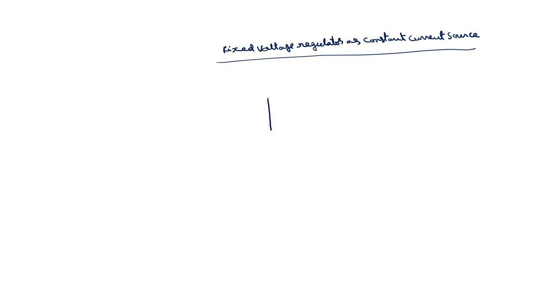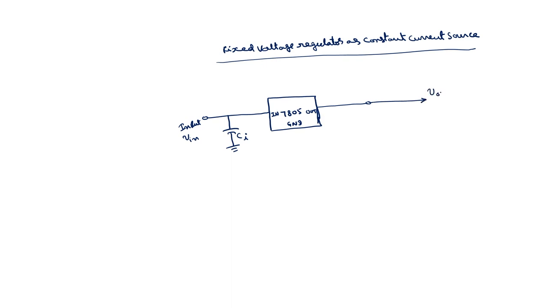I'll take the example of 7805, which gives the output voltage of 5 volts, and 78 series means positive voltage. 7805. So there are three terminals: in, out, and ground. This is terminal 1, terminal 2, terminal 3. This is the standard voltage regulator.